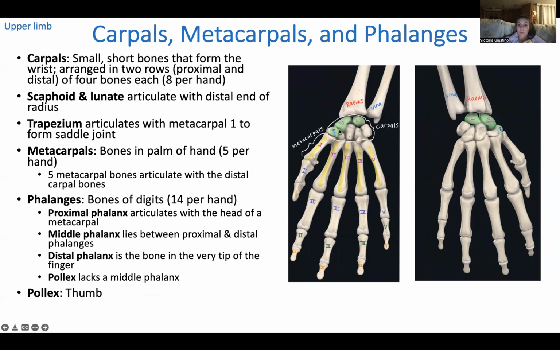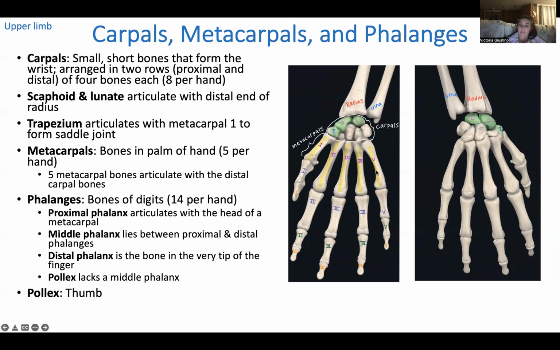And then the other carpal bone that you need to know is the trapezium here. So the trapezium is going to articulate with your first metacarpal, and it's just going to form a saddle joint. So it allows opposition of the thumb, flexion, extension, adduction, abduction, and circumduction of the thumb. So that's the trapezium there.